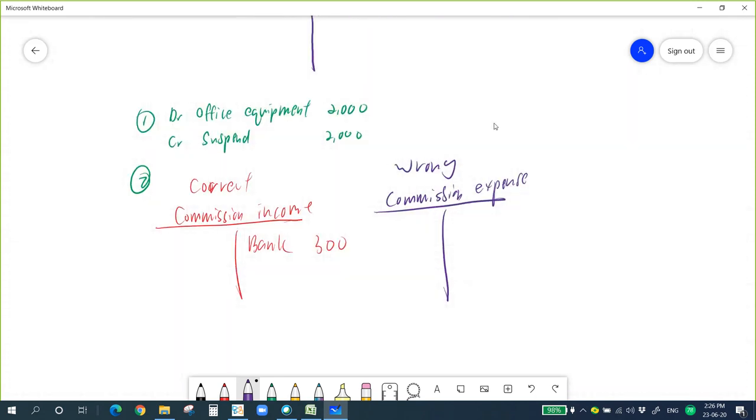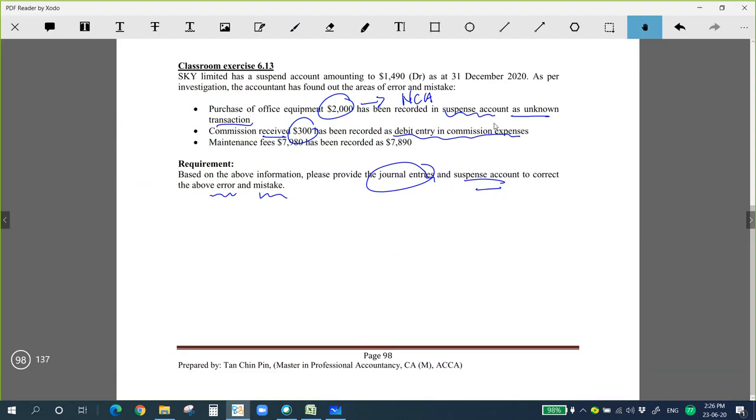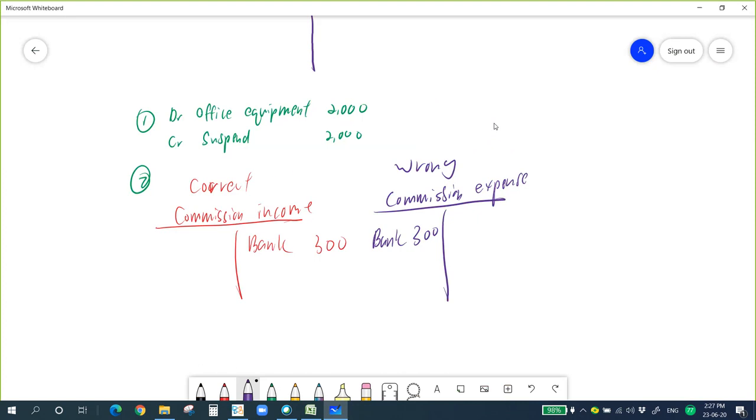How did they record it? They put it in the debit side 300 as a payment. Can you understand this? Let's go back to the question again. Commission received refers to income. 300 has been recorded as a debit entry in commission expenses. So this is the correct one, and this is the wrong one recorded by the accountant. Now we have to change from a debit 300 to a credit 300.